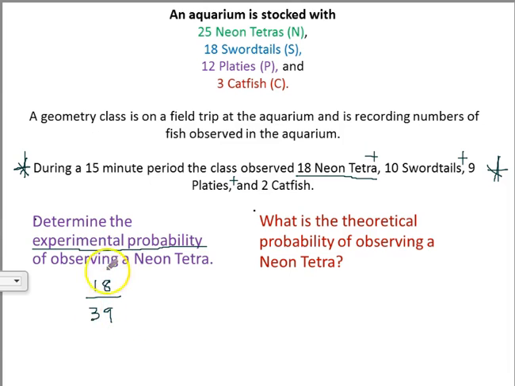So the experimental probability would be 18 over 39. We can write that, if we want, as a decimal, which would be 0.46. I always round to 2 decimal places, 0.46.